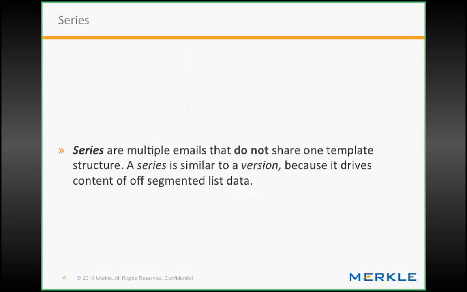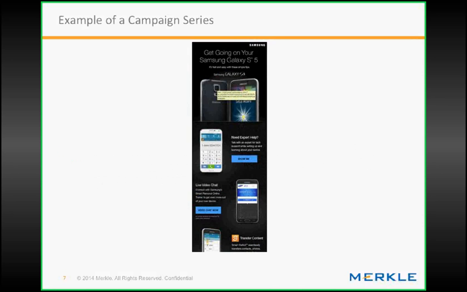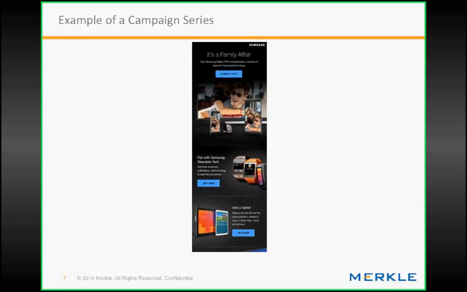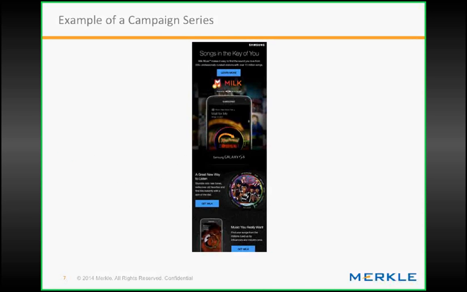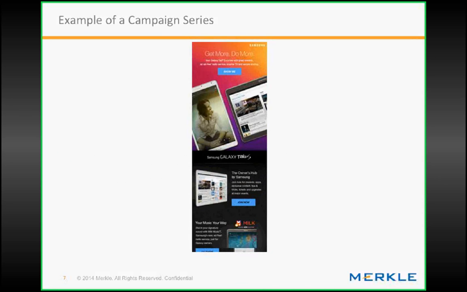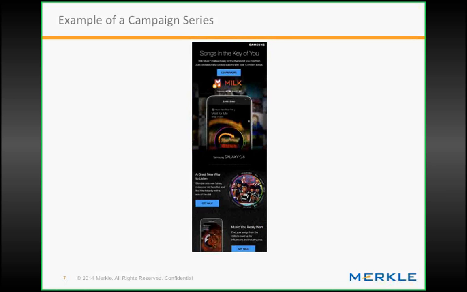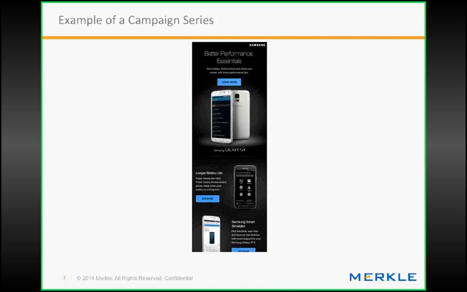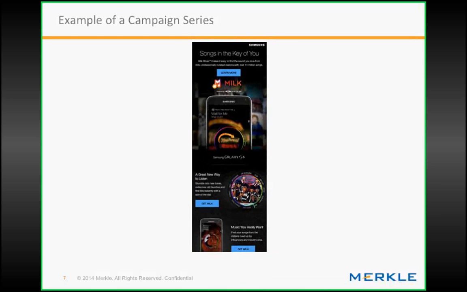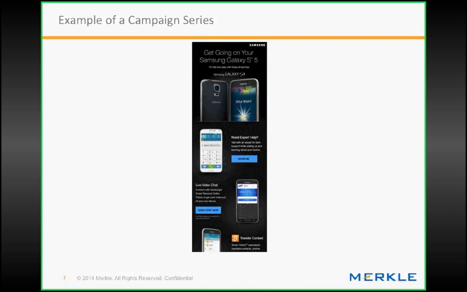So here's an example of what we would now consider a series. As you can see, you have different areas populating, you have different sized emails, and there's not that flow or structure that you saw in the version example.